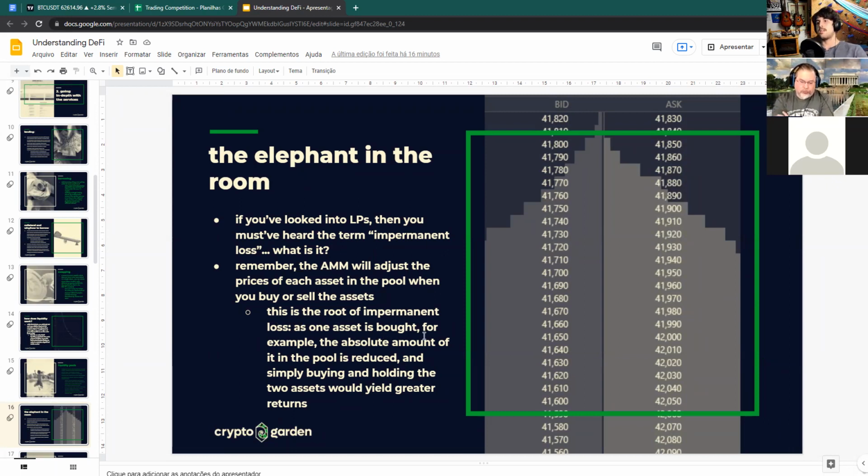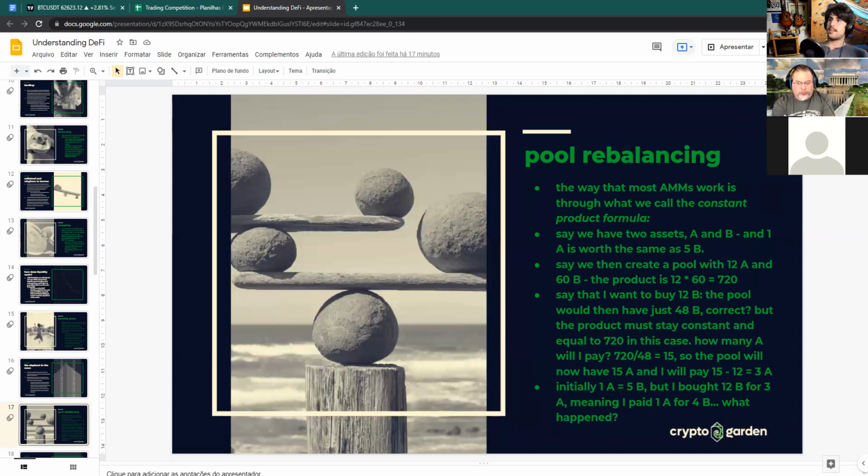If one asset is bought, for example, just the amount that you have in the pool from that asset that was bought is reduced, and just simply buying and holding the assets instead of providing liquidity for them would yield greater returns than keeping them in the liquidity pool. How does that happen? Well, the way that most automated market makers work is through what we call the constant product formula. So say we have 2 assets, right?